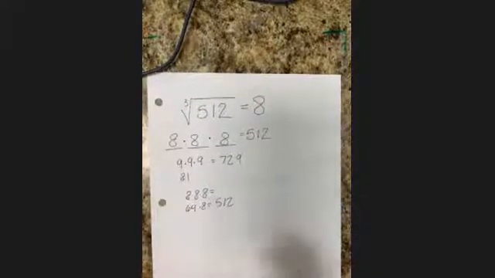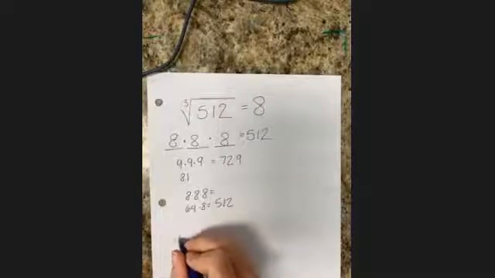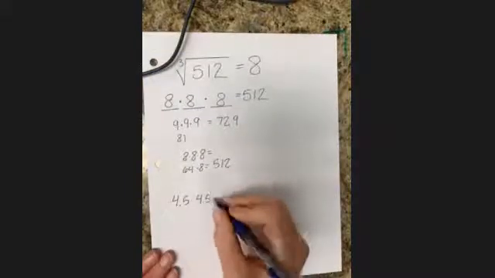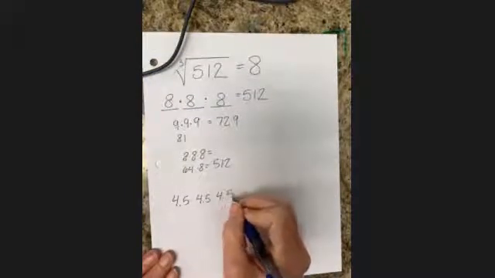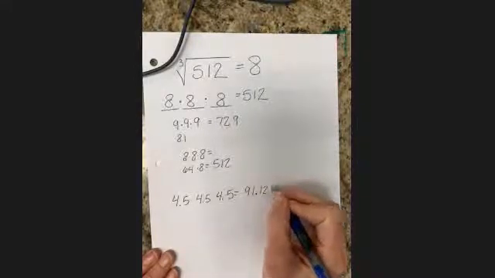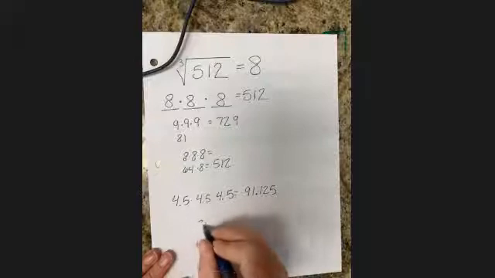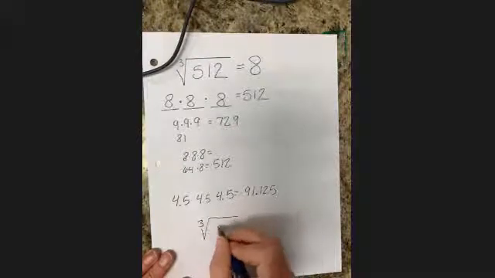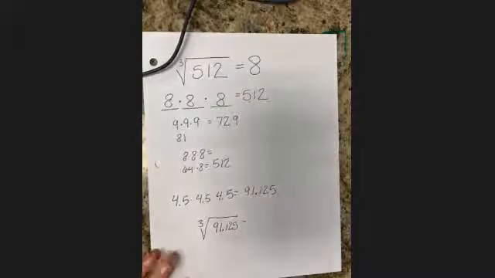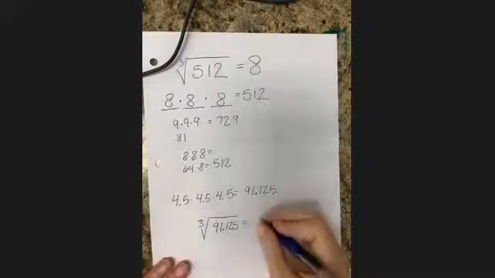So let's do one of these. If I know that 4.5 times 4.5 times 4.5 is 91.125, then what is the cubed root of 91.125? What do you guys think? 4.5. 4.5. Good job.